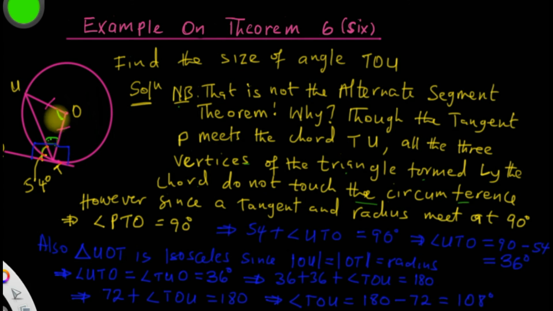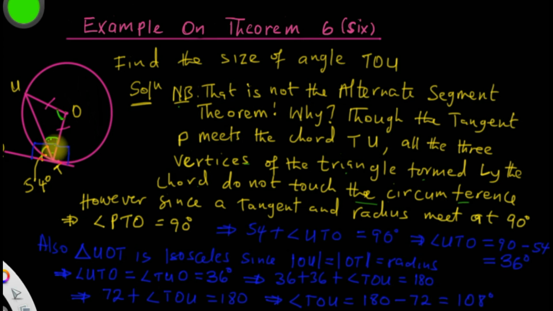Why do you think that before you can find this angle, you have to get this angle? Yes, because triangle TUO is an isosceles triangle, because this is the radius, and this is the radius. A triangle formed by a chord and two radii is always isosceles. An isosceles triangle has two sides equal, so this side and this side are equal.